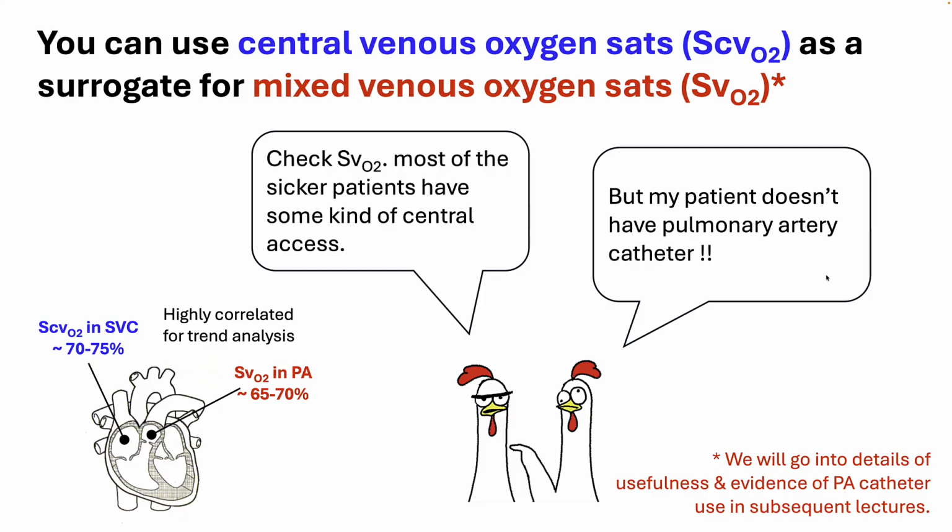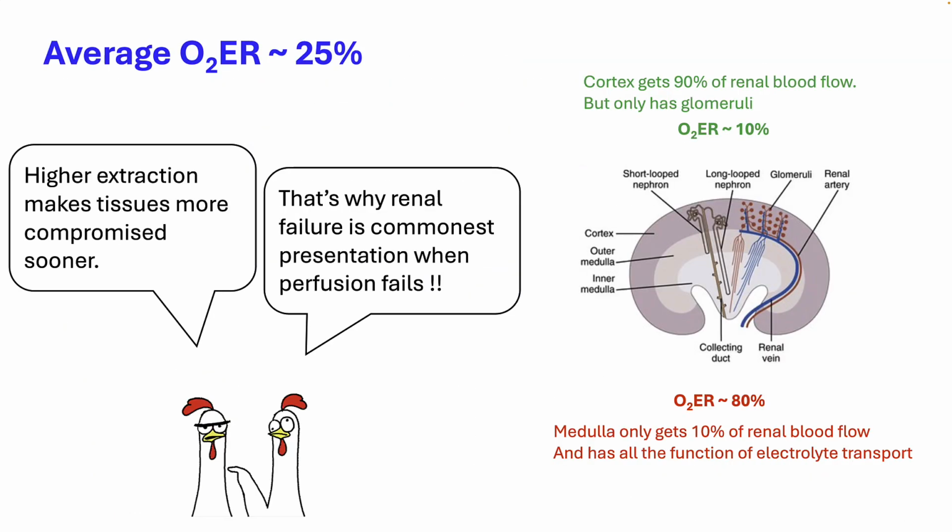While SVO2 is a more accurate number, it requires floating a pulmonary artery catheter, which comes with its own complications. So you can mostly get by using a central venous line and measuring SCVO2, which will give you approximately the same numbers. We'll discuss the risk and benefit of these two in some other lecture. So on average, the oxygen extraction ratio of the human body is around 25%.